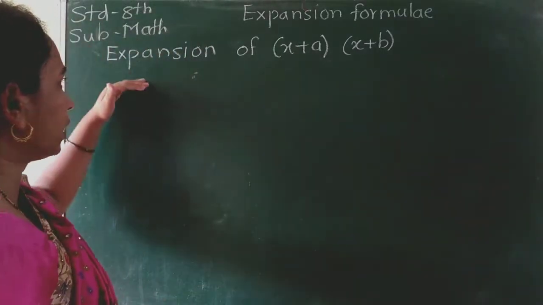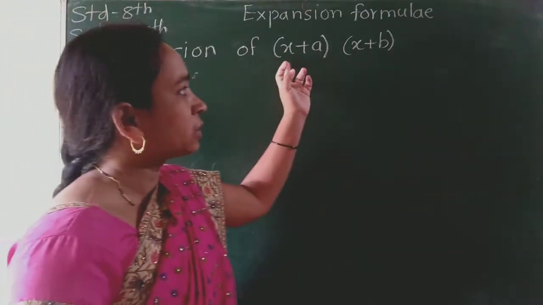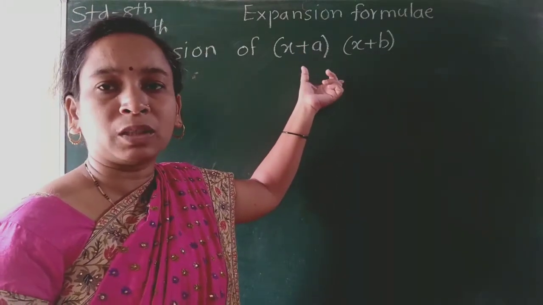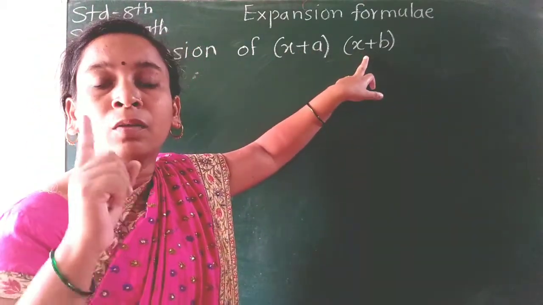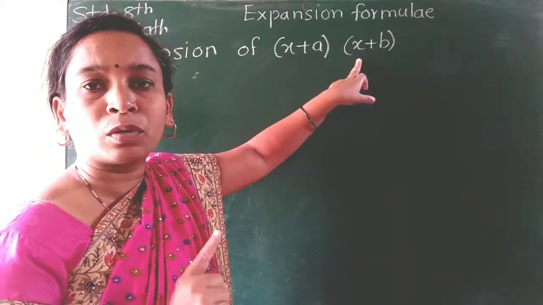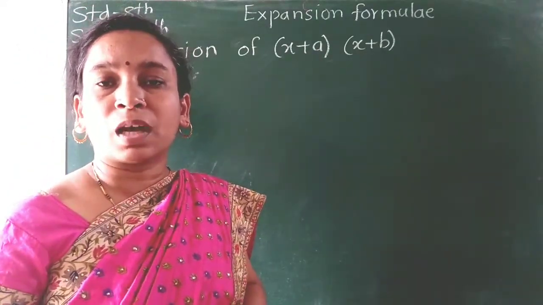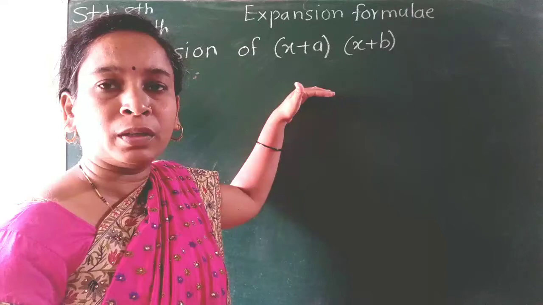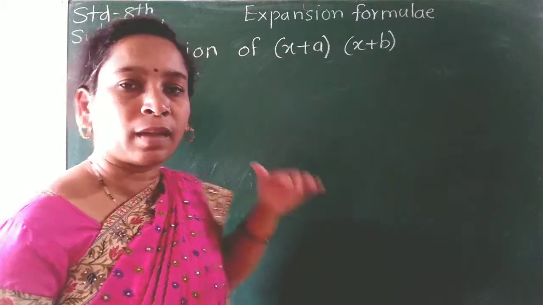So let's start with the expansion of (x + a) into (x + b). Students, observe over here. x + a and x + b are two binomials, and we are going to multiply these two binomials. You can find that these binomials have one common term. Here x is common, that means one term is common and the other terms are different. So if the product of two binomials has one common term, we can use this expansion formula.